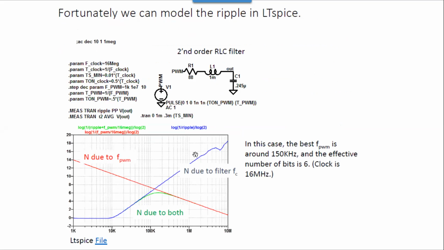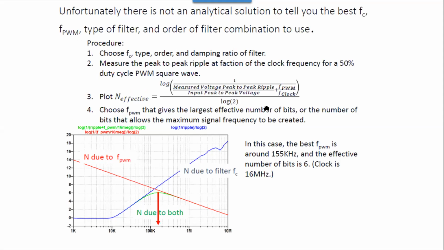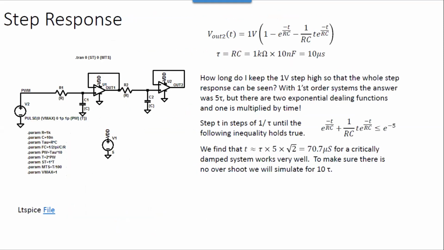You actually have to do both, where the blue line is due to the filter, and I'm automatically measuring the ripple versus frequency, and then I'm calculating the number of bits due to frequency, and then you take the geometric mean, and right there will be your maximum effective bits and the frequency at which you should run your pulse width modulated signal. And that happens to be a second order filter.